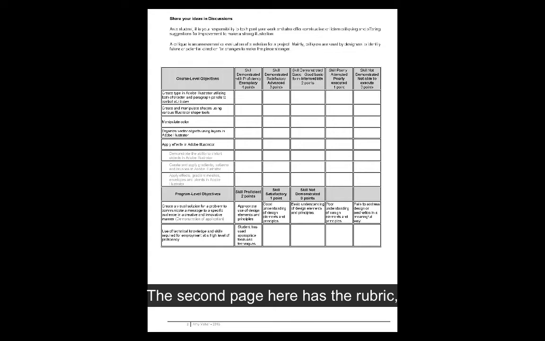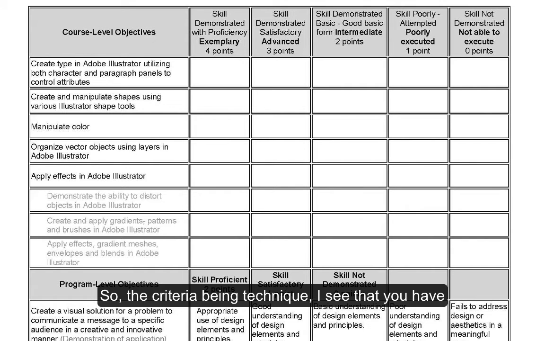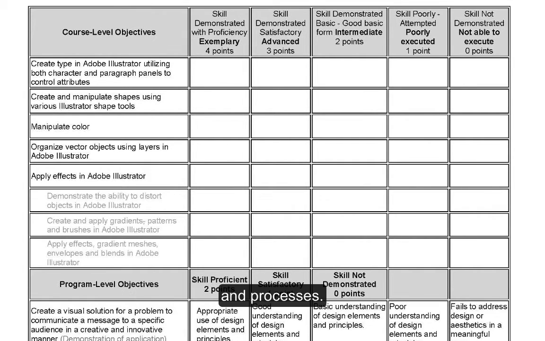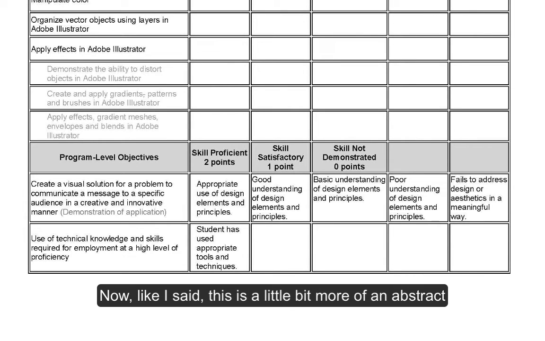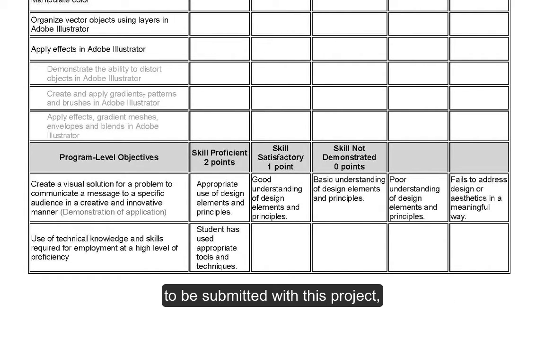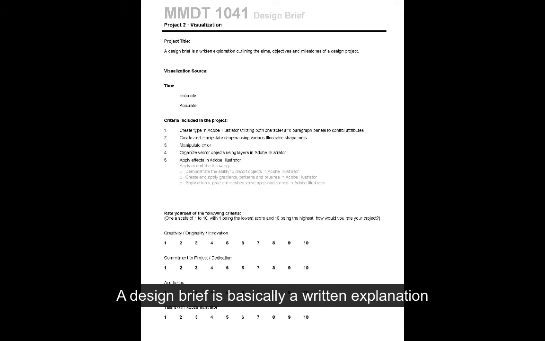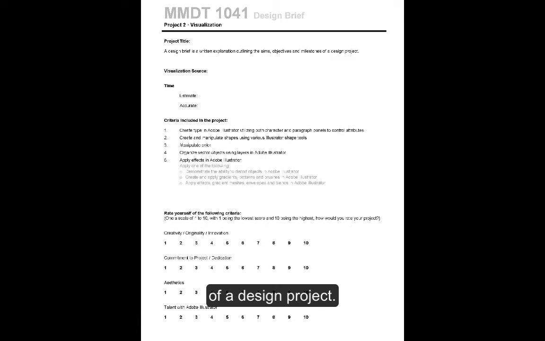The second page here has the rubric. So if you need to, go through and understand how you're going to achieve your grade. So the criteria being technique, that I see that you have a superb understanding of the software techniques and processes. So that's your grading rubric. Now, like I said, this is a little bit more of an abstract type of project. I'm going to show you another component that needs to be submitted with this project, and that is the design brief. And a design brief is basically a written explanation outlining the aims, objectives, and milestones of a design project.